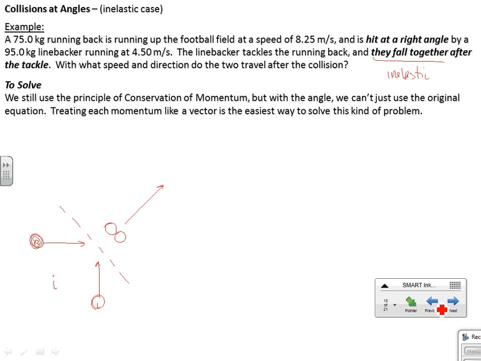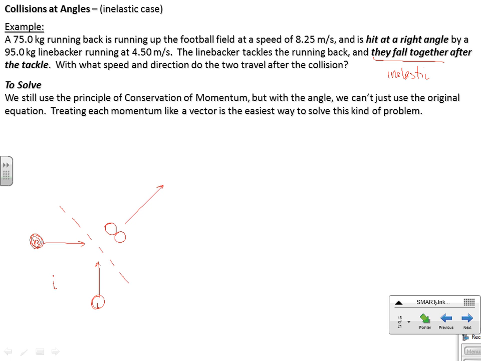Okay? Well, there are kind of two ways we can do this. One way, I guess we'll just stick with this. All right? The big deal is that each of these two initial momenta, here's momentum of the running back initial. Here's momentum of the linebacker initial. Well, those are two vectors, right? And this vector here is the total final momentum. Well, really, it's the momentum of the running back plus the linebacker final.